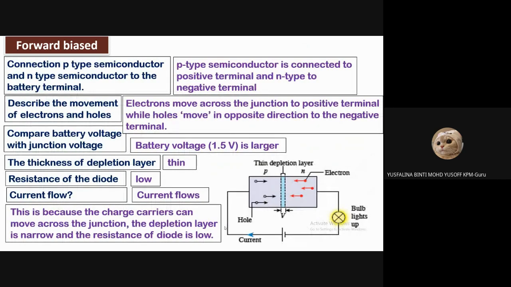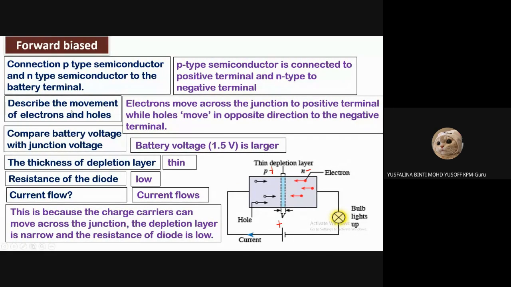Okay, connect the P-type semiconductor and N-type semiconductor to the battery. For forward bias, the positive terminal of the battery must be connected to the positive terminal of the diode. Okay, positive to positive. So this is positive, P, right? N is negative. So positive must be connected to the positive, and the negative should be connected to the negative. Okay, so that is the connection.